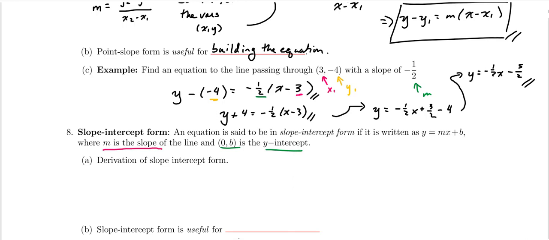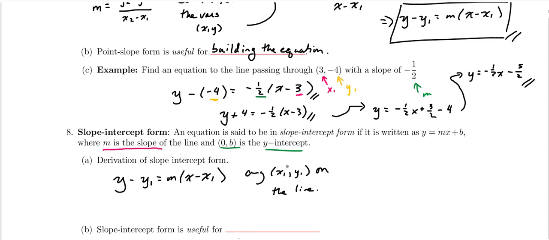So I want to point out that if we go back to that y minus y1 equals m times x minus x1, where this is for any x1, y1 on the line, I specifically know that 0, b is the y-intercept, so I could plug the ordered pair 0, b into this point-slope form. So we know 0, b is on the line.